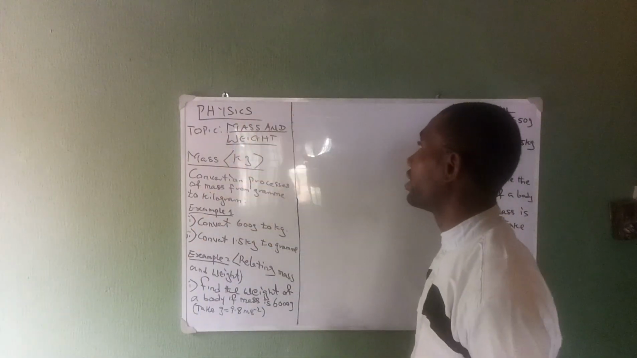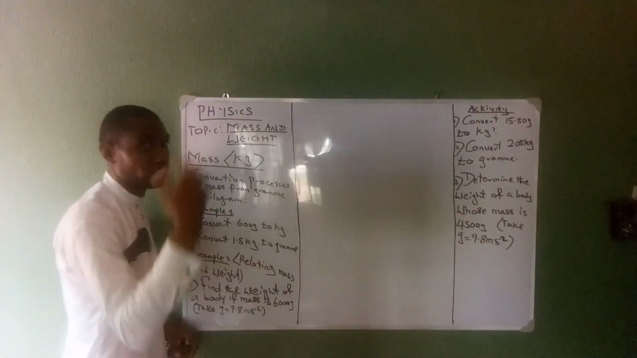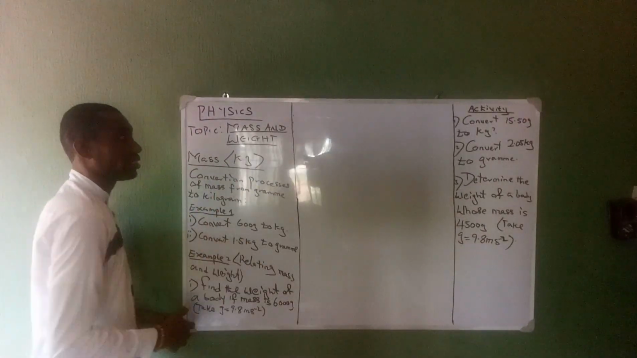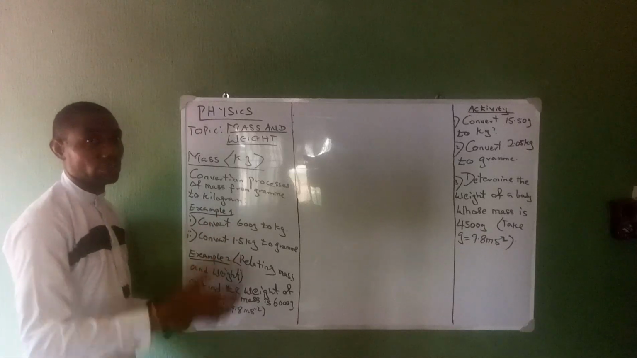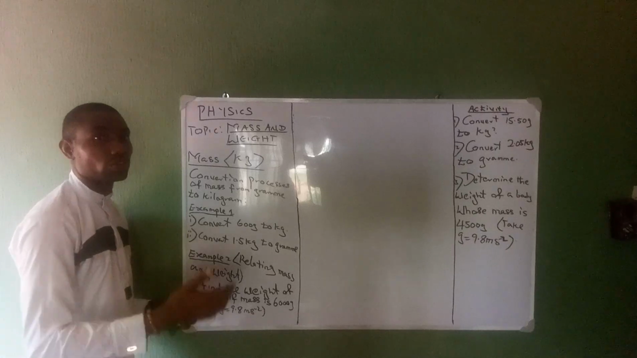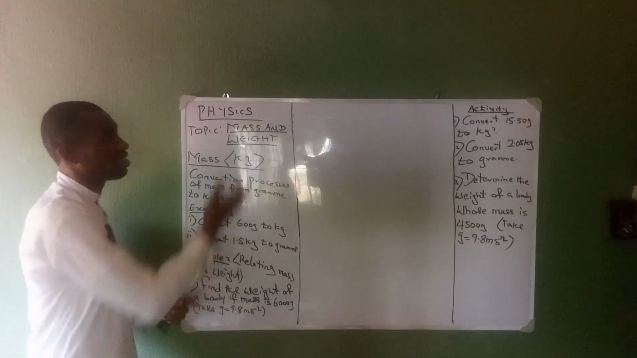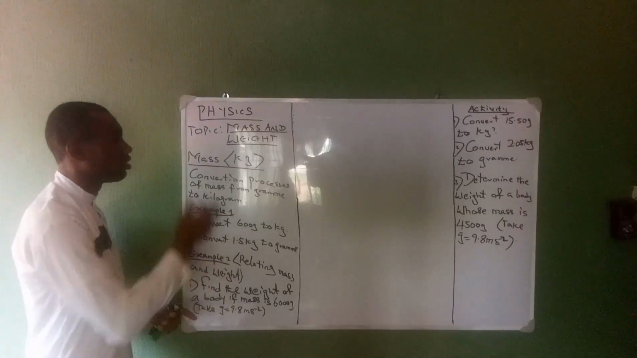In our physics class today, we shall be looking at mass and weight. Now, the question is, what is mass and what is weight? Mass we describe as the quantity of matter present in the body, while weight we define as the earth's pull on the body.